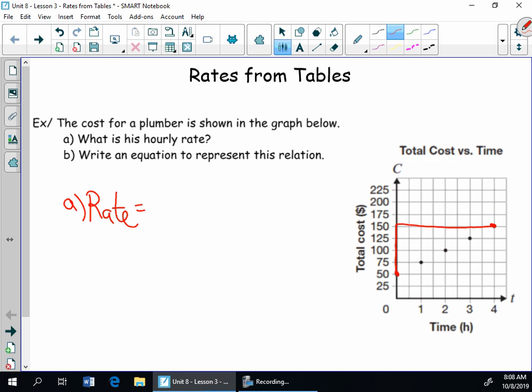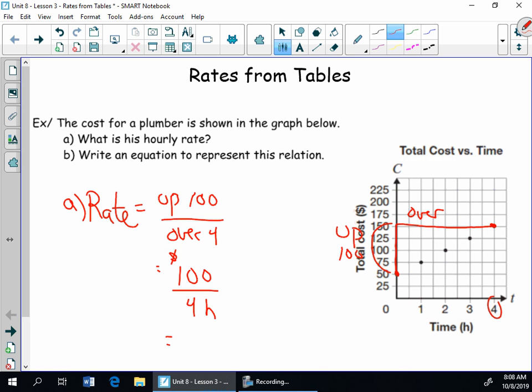Okay, how do I get from 50 to the other dot? I have to go up. How much did I go up? I went up 100. So up 100. And then I went over from 0 all the way to 4. Step 1. Step 2, we put our units in here. 100 what? These were $100. This was 4 hours. And then divide. And what do I notice? This plumber is charging $25 per hour.